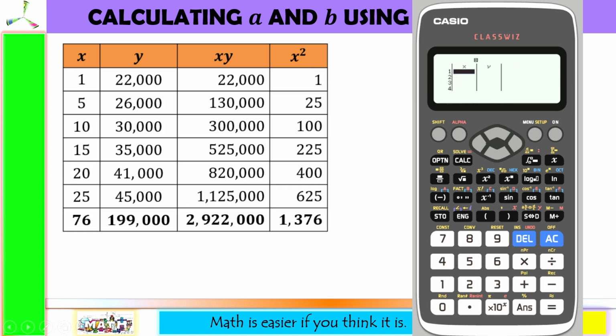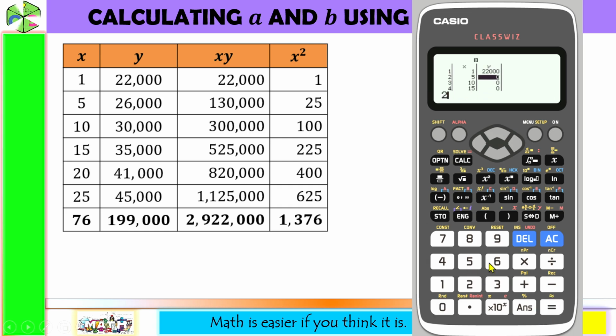So for the first one, we have 1, then equals sign. And then we have 5 equals sign. And then we have 10 equals sign. 15. And then we have 20. And we have 25. Let us move to the other side for the values of y. Let us go up. Our first value is 22,000.